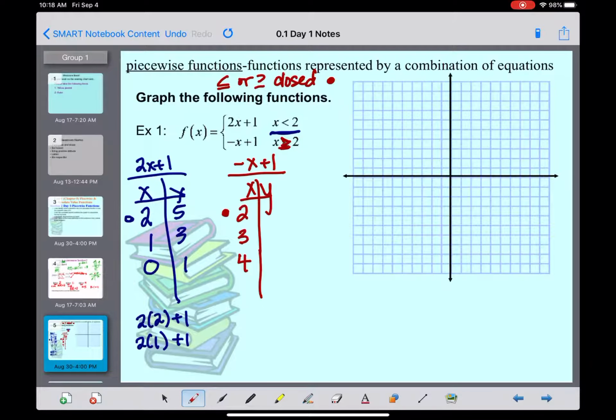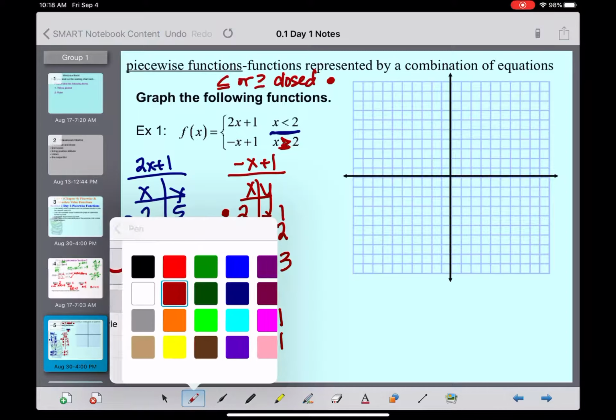So negative 2 plus 1 is negative 1. Negative 3 plus 1 is negative 2. And then negative 4 plus 1 is negative 3. So now I'm going to go over and graph those.